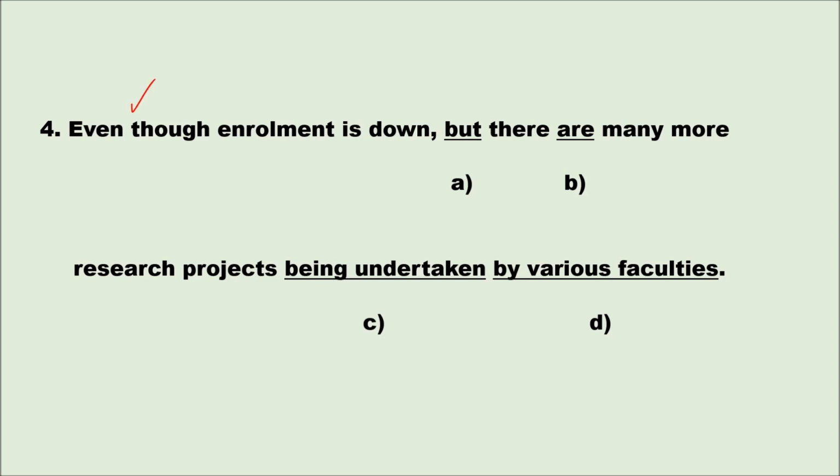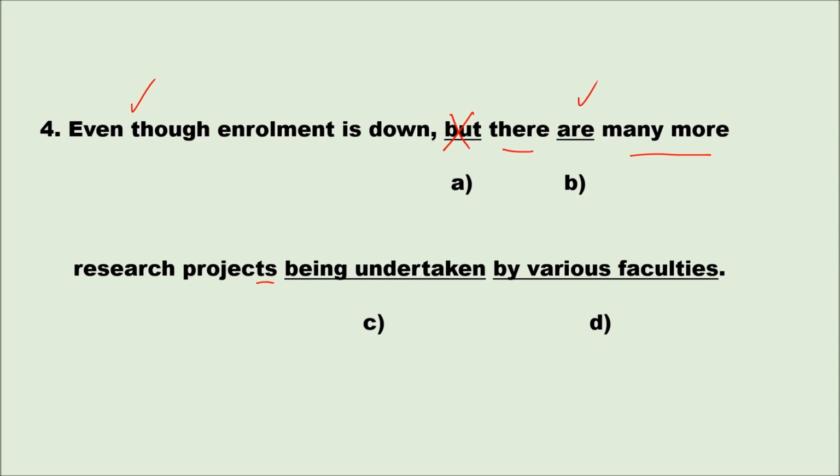So do we need but in this sentence? No, we don't need it. We don't need but in this sentence. But is incorrect. We can just delete but. We found the answer right away with item 4, but let's check the other underlined words or phrases. Are. There requires some form of be and then some kind of noun afterwards, and this is a plural noun. Check. The next 2 items are a passive voice phrase, being undertaken by various faculties.